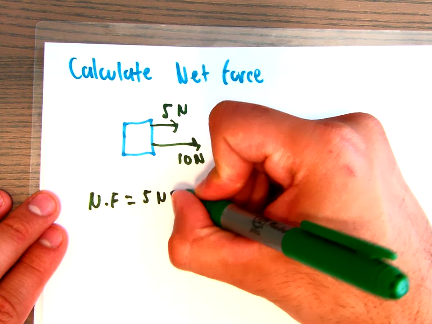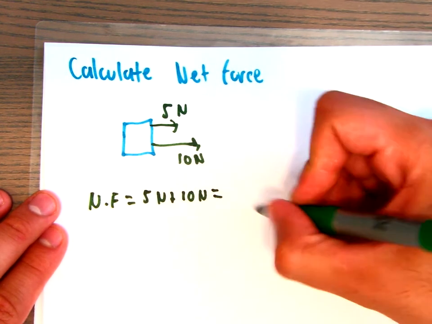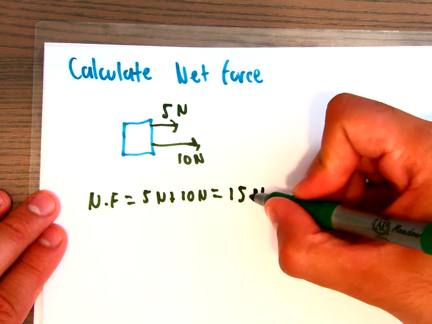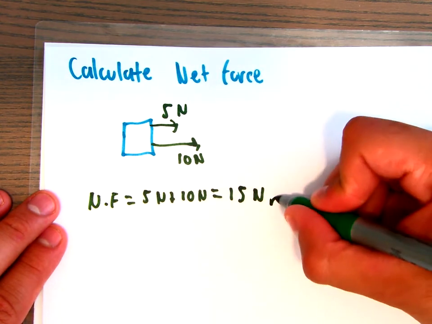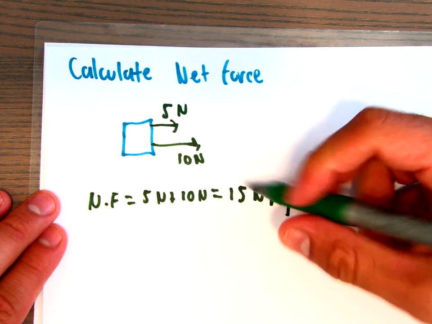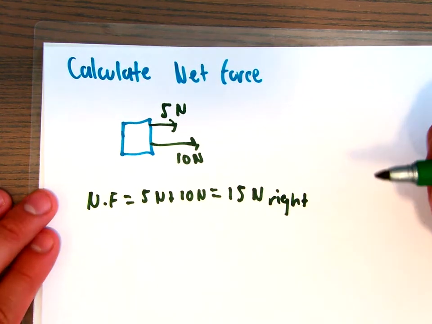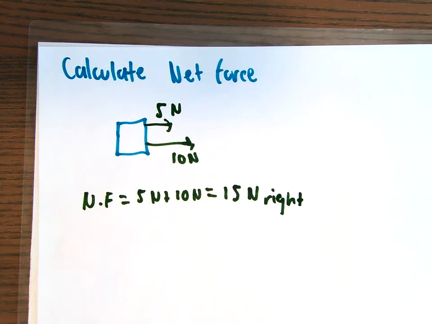So 5 newtons plus 10 newtons would give me 15 newtons. Because this is positive, it's going to be to the right. Okay, so this object would move to the right because it has a net force of 15 newtons to the right. All right, pretty simple.